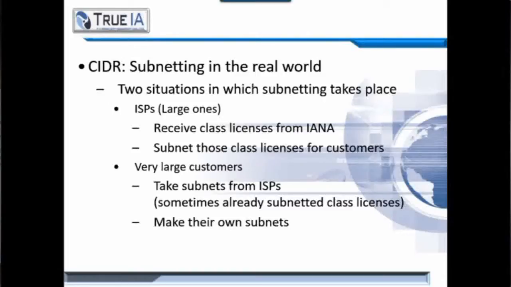Now let's take a look at CIDR, or subnetting, in the real world. We'll walk through two situations. One situation in which subnetting takes place, like with your ISPs, they receive a class license from IANA and then subnet those class licenses for each of its customers. Now, we're going to assume that these are fairly large customers. Your ISP will then take those subnets, and once distributed, they will make their own subnets.